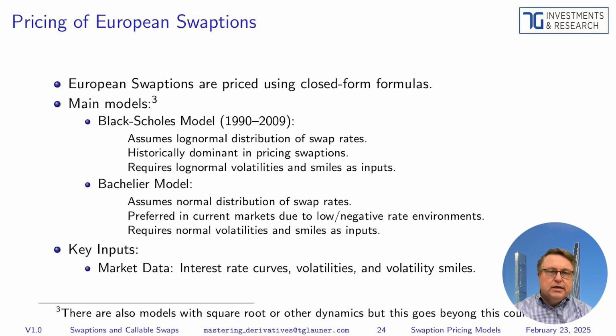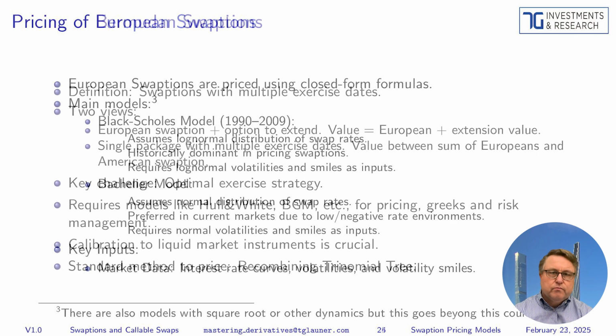In fact, now in 2025, with rates far above zero, Bachelier is still the standard model, and the market has not moved back to the Black model. The key inputs for these closed-form swaption pricing models include market data such as interest rate curves, volatilities, and volatility smiles that reflect market-implied prices.